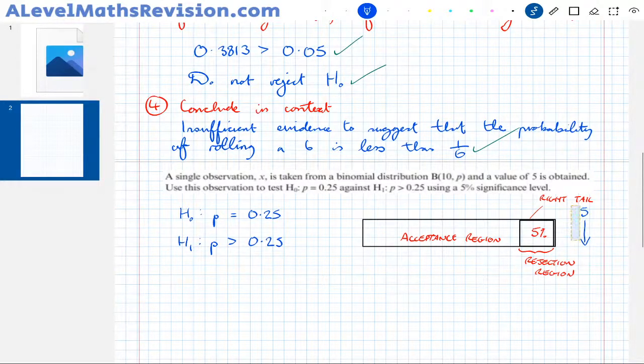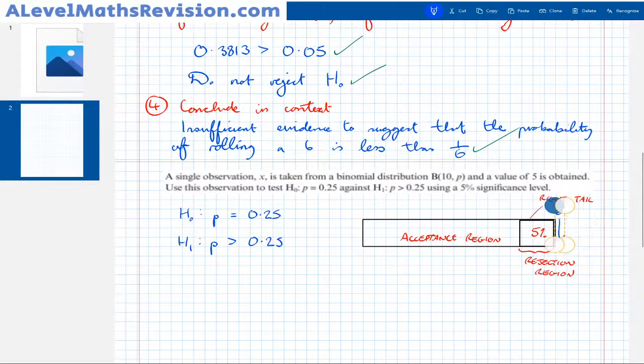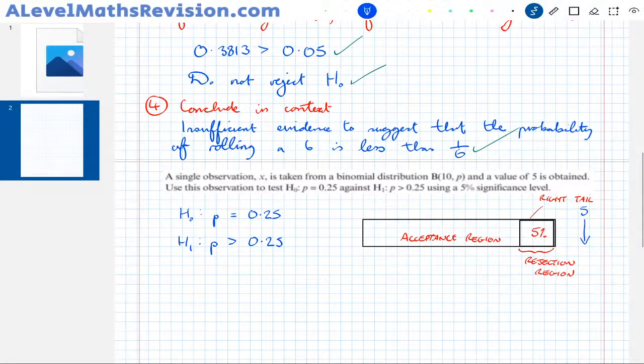So we want to see whether it's in the rejection region, i.e. if there's less than 5% probability to the right of it, or whether it's in the acceptance region. So I'll put that there for now. We'll come back to that. We'll place that on the diagram once we've tested how much probability is to the right of it.